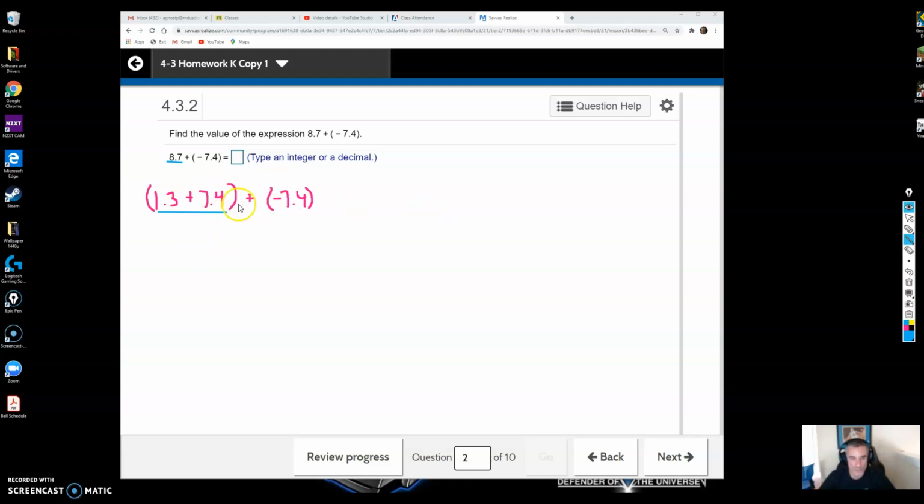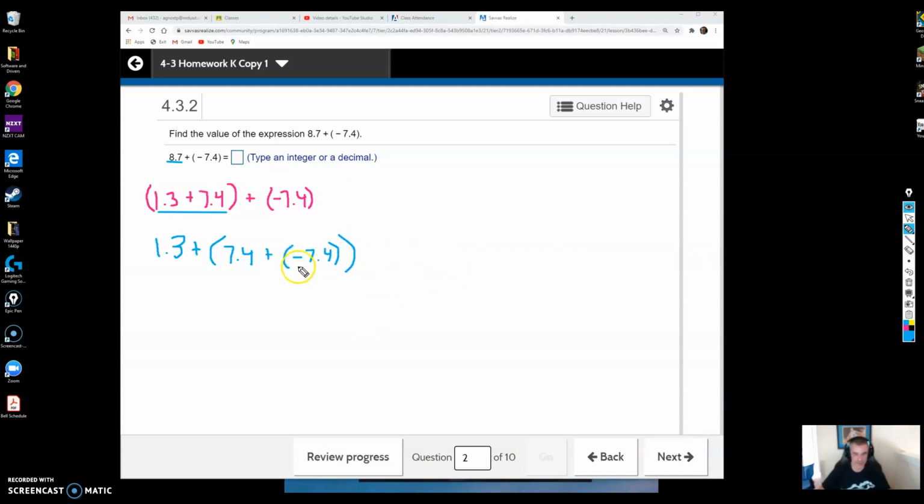Now we're going to regroup this so that our additive inverses are next to each other. I'm still going to have my plus, my 1.3 plus, and now I'm just going to regroup. I'm going to do my 7.4 plus my negative 7.4. And I know I got a lot of parentheses here. It's okay to have parentheses inside parentheses. The reason I have them here is because of this negative sign.